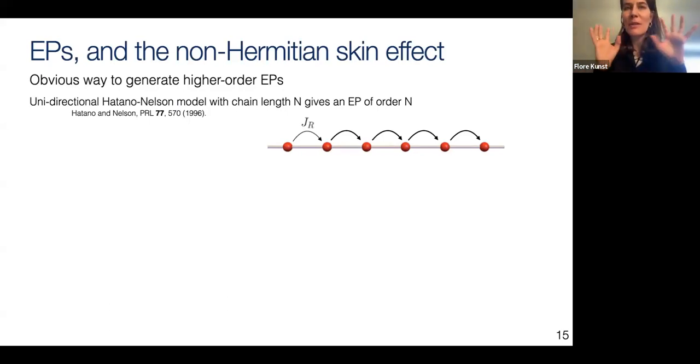So the Hatano-Nelson model is the paradigmatic model in non-Hermitian systems. It's a one-dimensional, one-band system with different hopping to the right with respect to the left. And if I now take a unidirectional version, which means I can, for example, only go to the right, then if I take a chain of length n, I very obviously generate a Jordan block of dimension n. I have realized an exceptional point of order n. And this may also remind you of something, because such unidirectional motion in a one-dimensional chain looks very much like the chiral edge state of a Chern insulator.